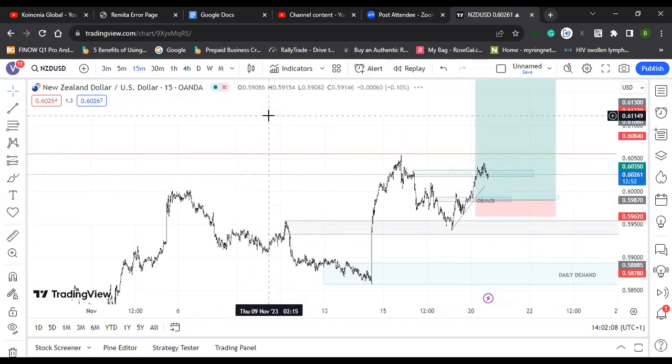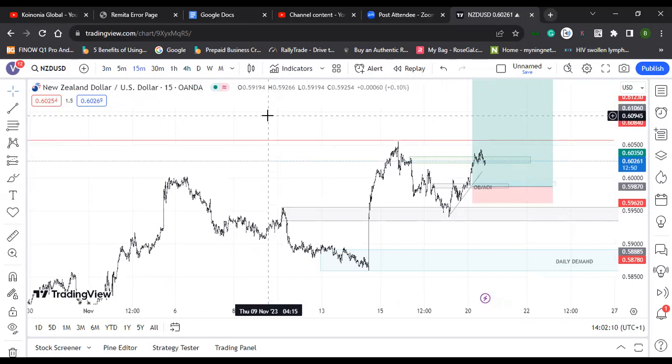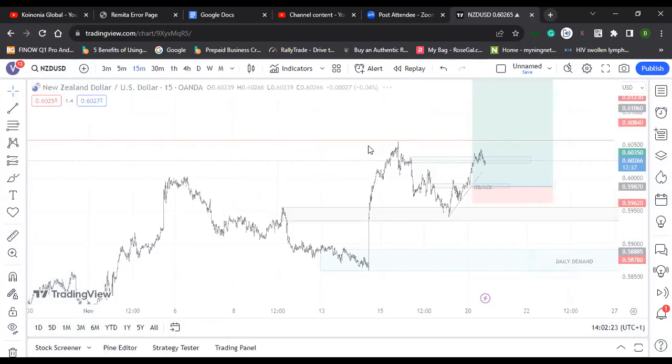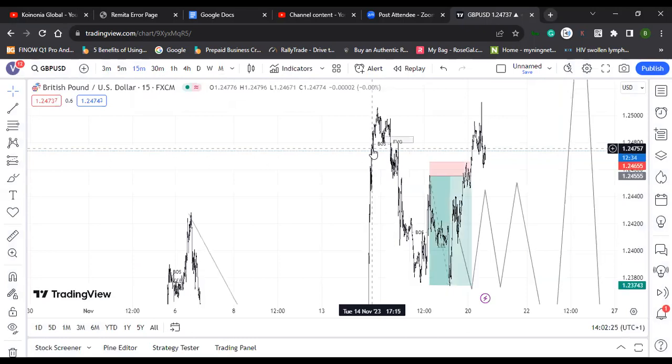So let's get into today's topic. We'll be looking out for GBPUSD, EURUSD, and you guys can send in any pair you want me to analyze for you. So GBPUSD. Can you guys see my screen, please? Are you seeing the GBPUSD screen?